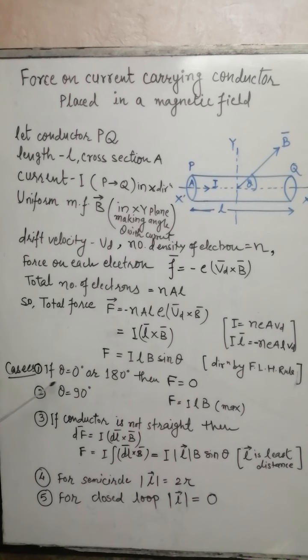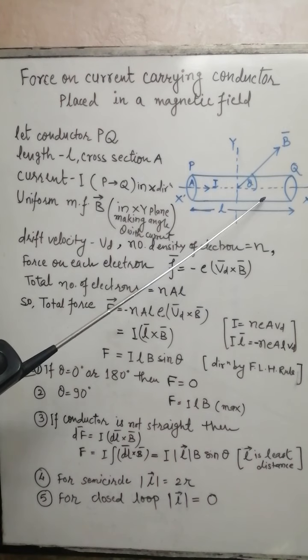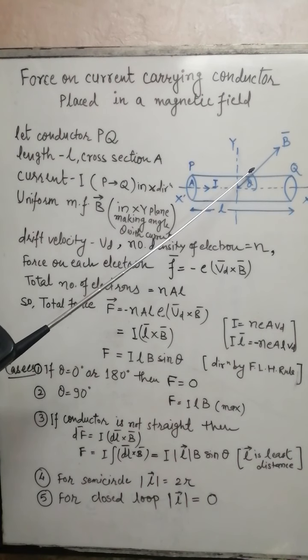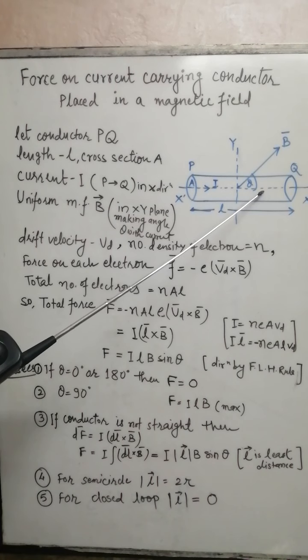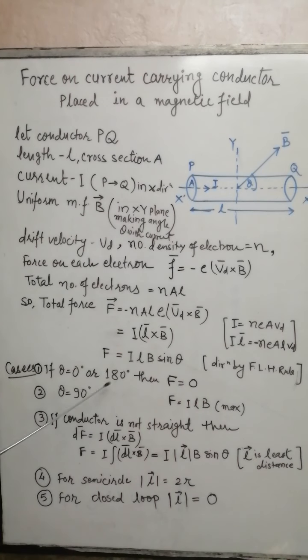Now see the cases of angle between magnetic field and that wire, that conductor. If theta is equal to 0 or 180, meaning the angle between magnetic field and this conductor, or you can say current element, is 0 or 180, then F will be 0. No force will be experienced by the conductor. And if theta is equal to 90 degree, then F is equal to ILB, as sin 90 is equal to 1. So maximum force will be experienced by the conductor.